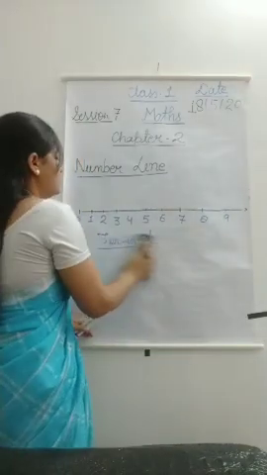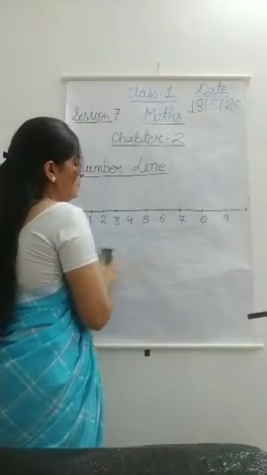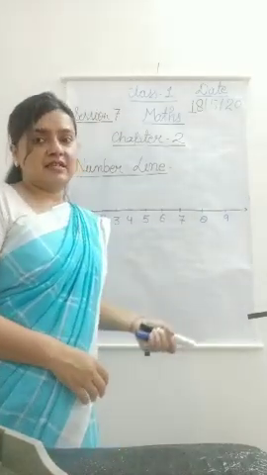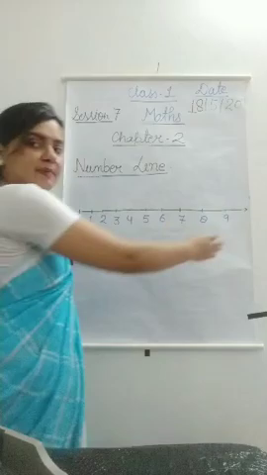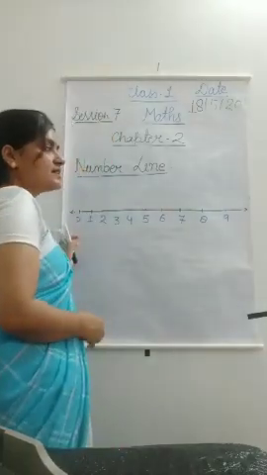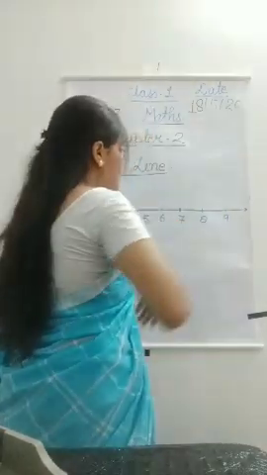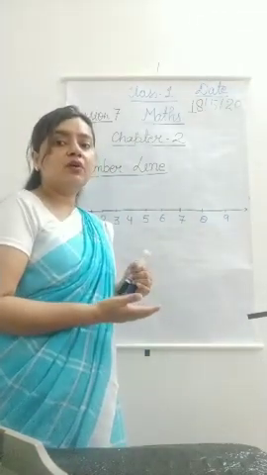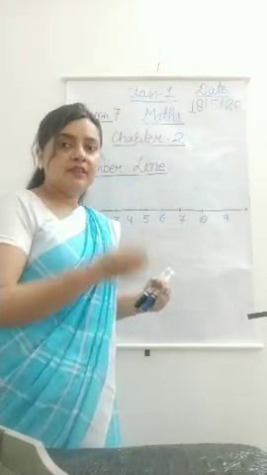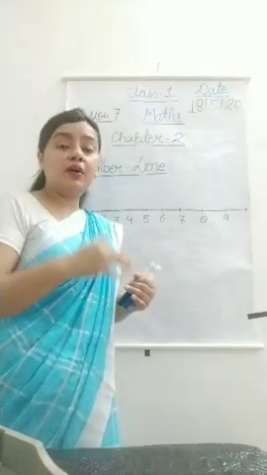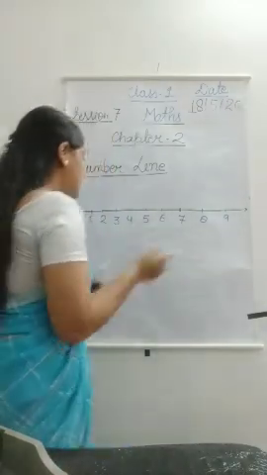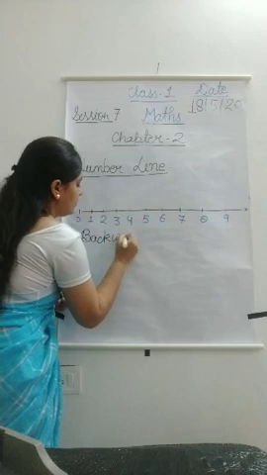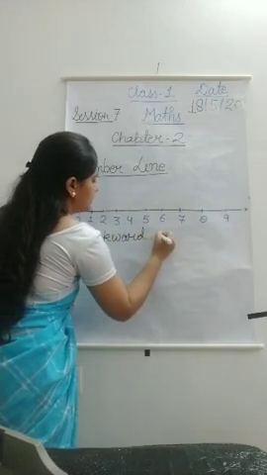Okay, but at the same time, whenever we start counting from the back side, this is the front side, this is the back side. This one is the front side, this one is what? This one is the back side. So whenever we start counting from the back side, that will be called backward counting. Let's write one time, backward counting.